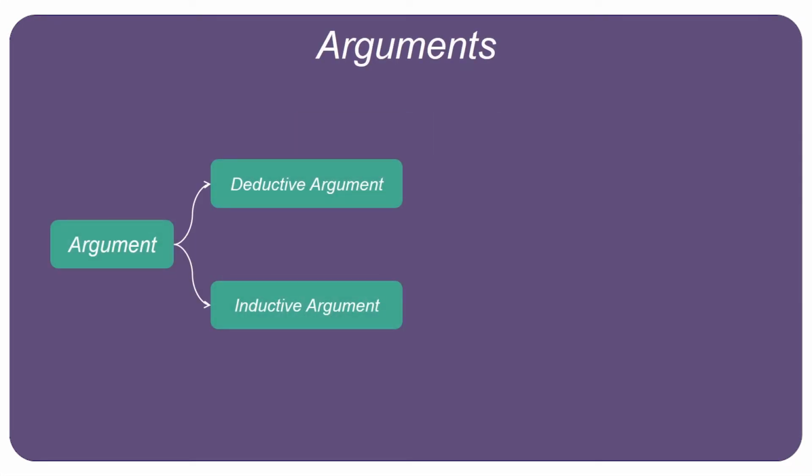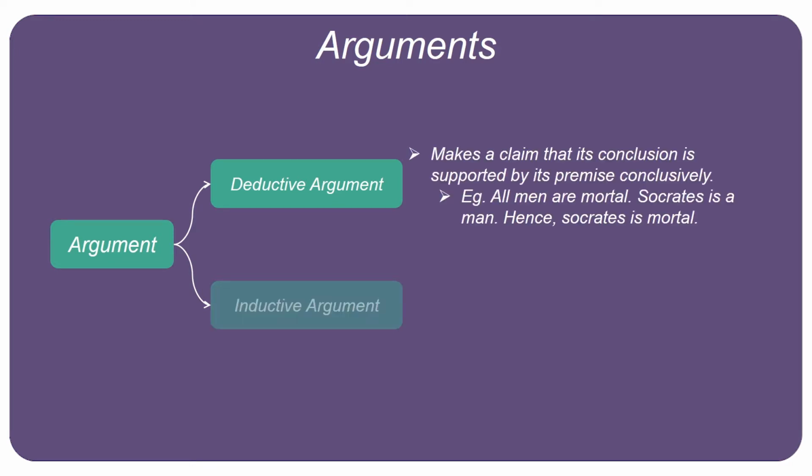Then an argument has to have a logic. There are two kinds of arguments following two types of logical reasoning, called deductive arguments and inductive arguments. A deductive argument makes a claim that its conclusion is supported by its premises conclusively.